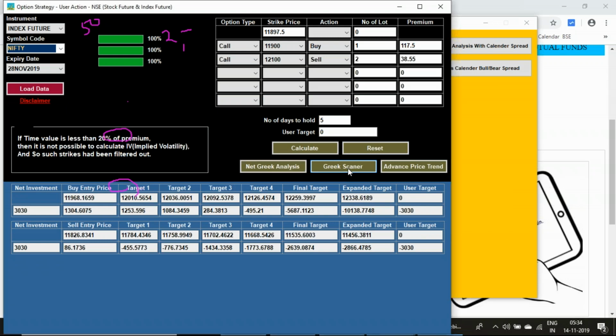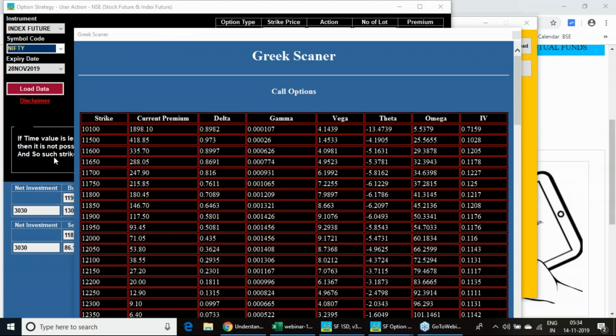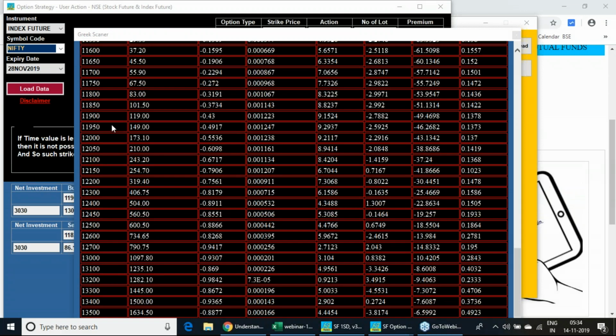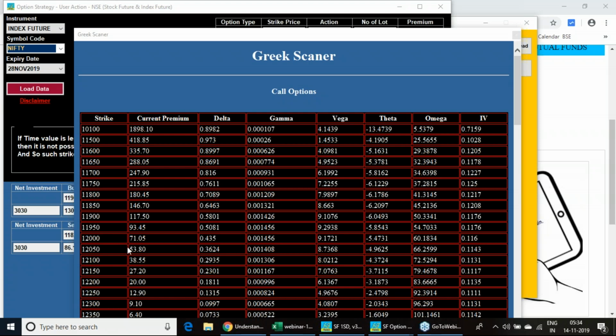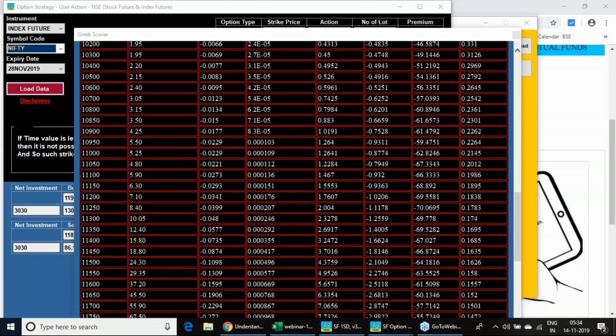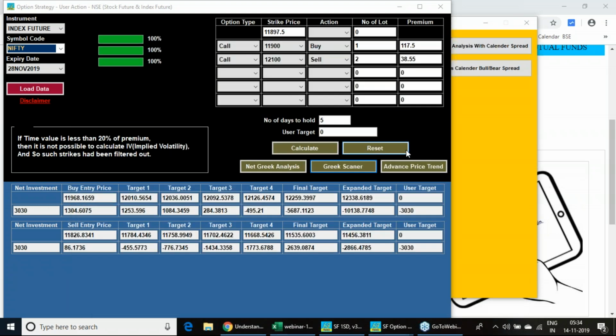Third, you'll be going for a Greek scanner. Whatever the tradable strikes are there, all strikes in the November 28th expiry, their premium, delta, gamma, vega, theta, omega, IV, all of these are calculated, and in one click itself you will get all the information.